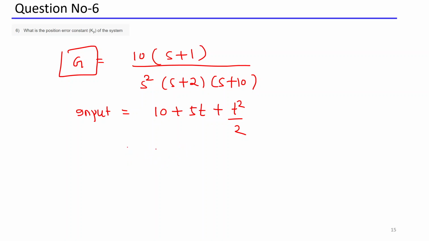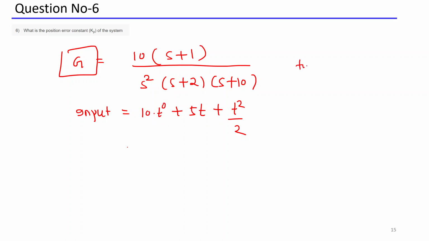Here the input is a combination of all the three now. What you do in this case is just apply the superposition theorem. First you apply 10 and find out the steady state error. If I apply 10, the input is 10 means 10 into t to the power 0, right?